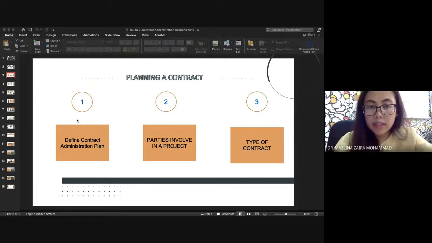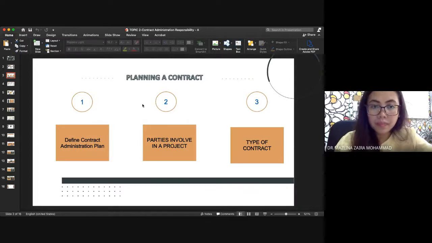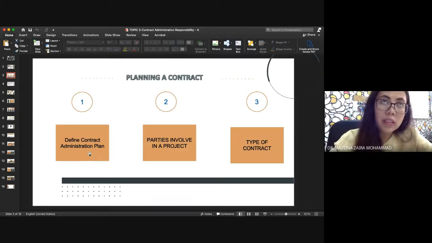As your friend said, planning a contract, how do they plan a contract? They must know who the parties involved are. They have to define the contract administration plan, starting from the agreement, from the project initiation. They have to define this because later your friend will present about the meeting.